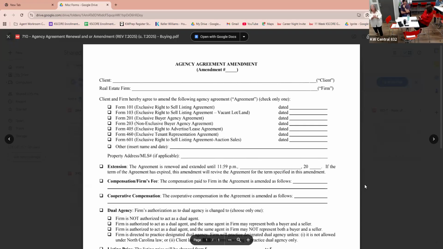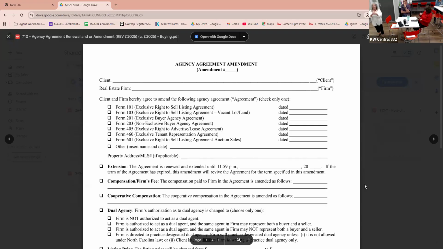So extension, compensation, or firm's fee. So let's say that in negotiations, as the listing agent, you decided to go from 3.5% down to 3%. This is where you would change it. Cooperative compensation. So let's say in your buyer agency agreement, or the seller decides to change the cooperative compensation.